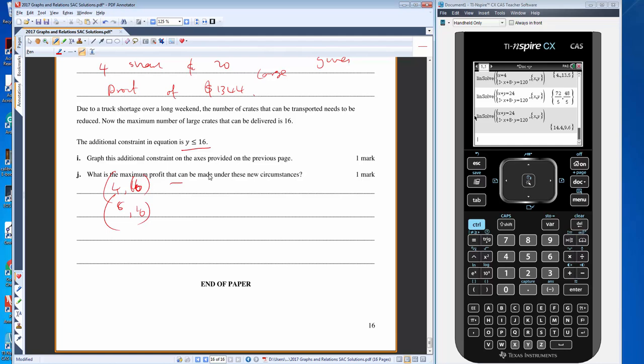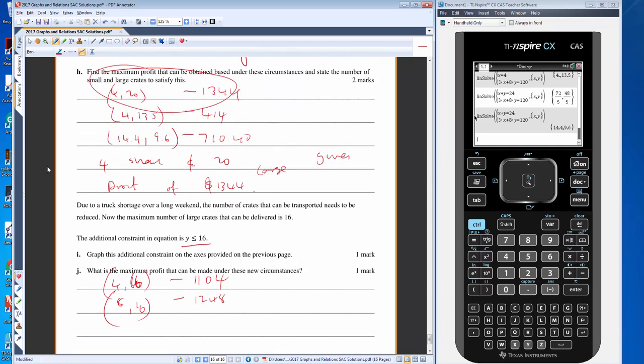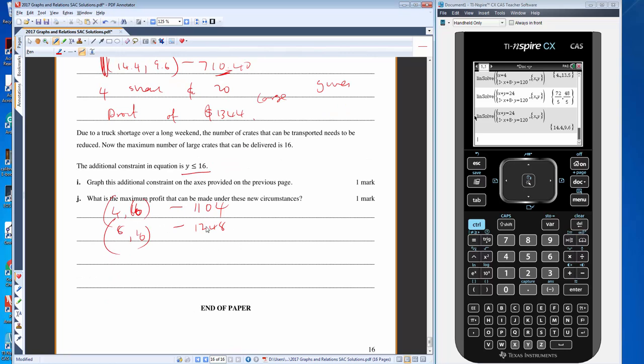So if you sub them into the objective function, this would give you $1,104, and this one would give you $1,248. Okay. Now I know that there's 2 other corner points there, but we've already found them earlier. That's these 2, and notice the values that they give us are much lower than these 2 here. So in fact, this is our next new condition that we would look at. So maximum profit would be $1,248 delivering 8 small and 16 large crates. And that's it.